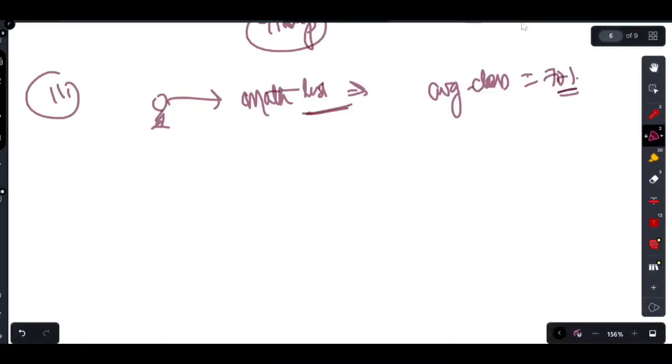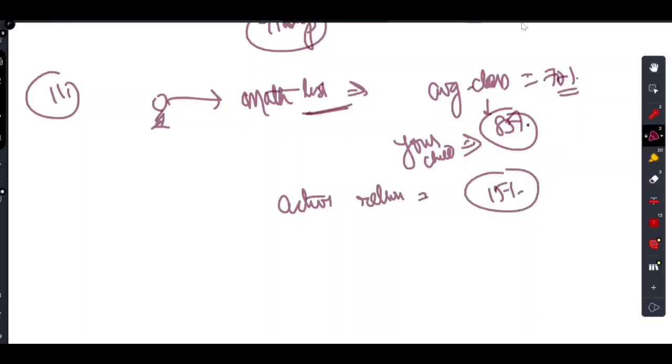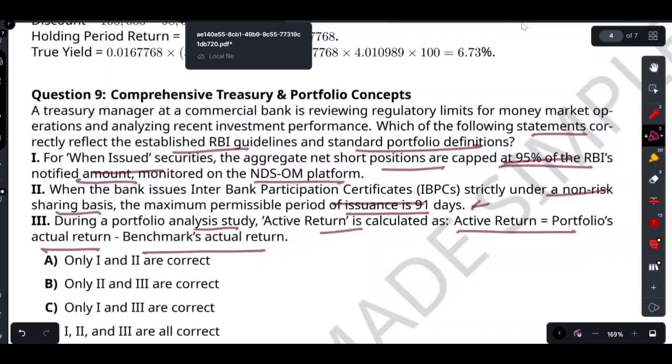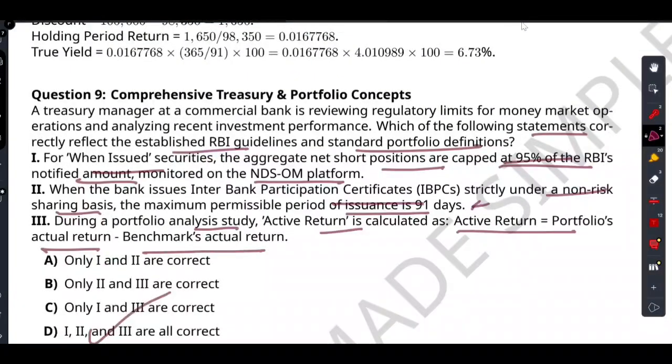Your child actively studied and scored 85%. So if you look at the active return, that extra 15% is what they earned above the class average. In finance, you take your portfolio actual return and subtract the market benchmark. So the correct answer is option D, all are correct.